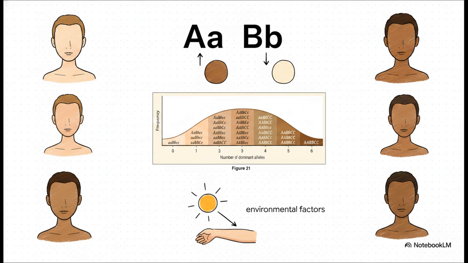Most of the population actually falls somewhere in the middle, creating this incredibly lovely bell curve of continuous variation. And to make it even more fascinating, environmental factors, like how much exposure you get to the sun, also interact with these genetics to affect the final visible trait.